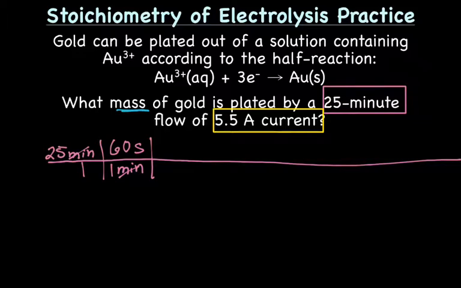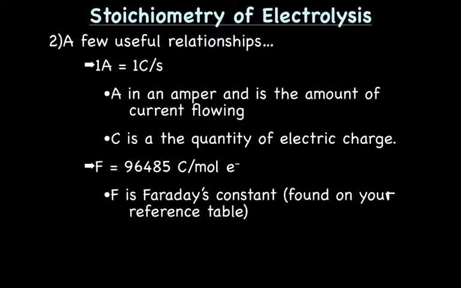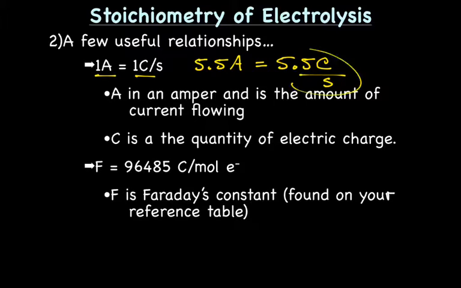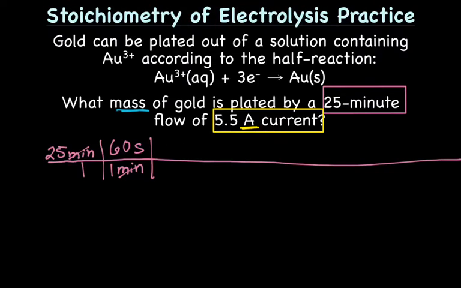All right, so the next thing we want to deal with is 5.5 amps of current. Well, let's go back and look at our useful relationships again. We see here that 1 amp equals 1 coulomb per second. So if I have 5.5 amps, that's the same as having 5.5 C per second. So we can use that. So I'm going to put 5.5 C per second, and yay, our seconds cross out. So now I'm at C.